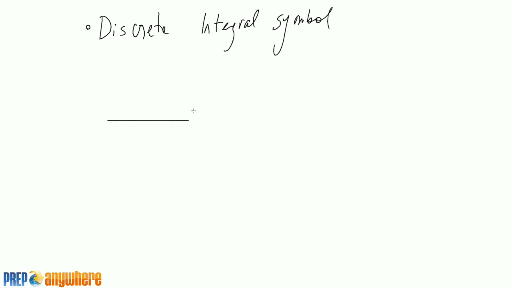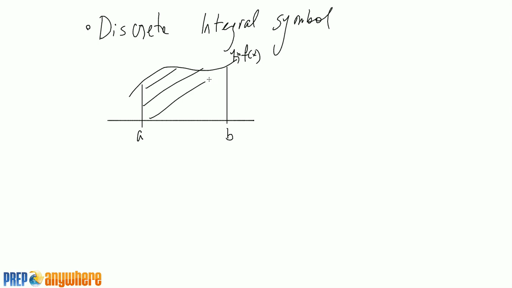Okay, so we have a function here, y equals f(x), and we start from A and finish at B. We would like to find the area from A to B. Here's how you write it with the integral symbol: area is equal to the integration from A to B of the function.